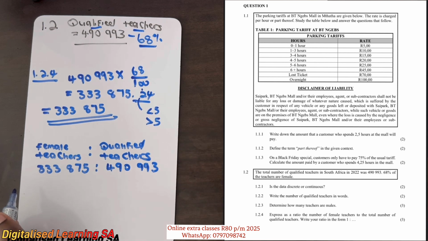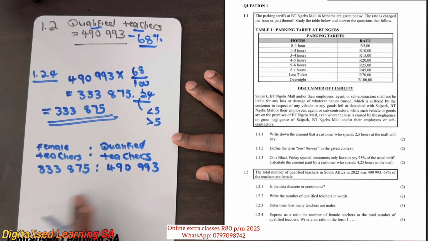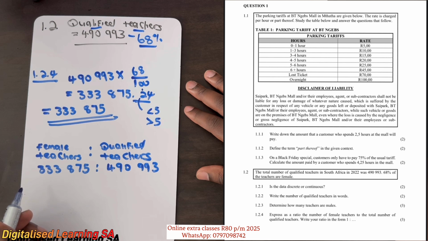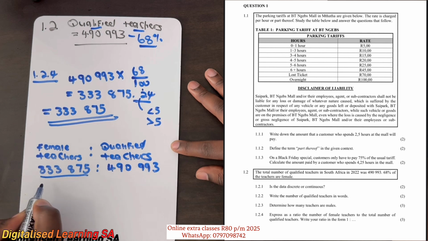And we are also told that we need to express our ratio in the form of 1:2. What does that mean? It means that this side needs to be 1, and then another number here. So how do we do that? We do that by dividing this side by itself. Remember that if you divide a number by itself, the answer will always be 1. So we are going to divide 333,875 by itself.